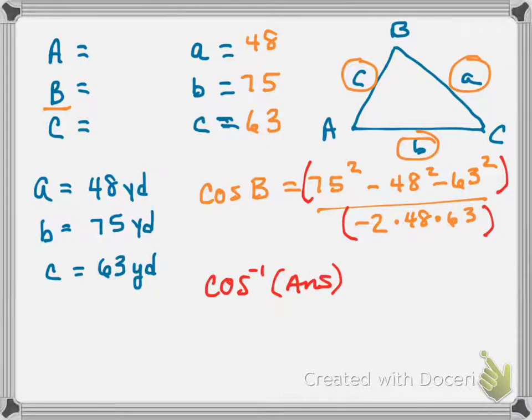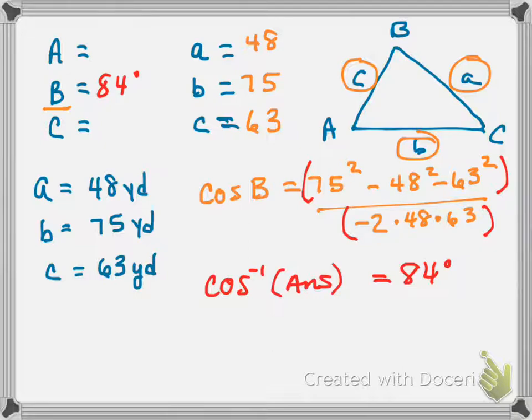All right, my calculator gave me 83.8, so I'm going to round that to 84 degrees. And so 84 degrees is my angle B, so I'll put that right here. And now I need to find the other two angles, and since I know that I have found the largest one, I can use law of sines. I have a pair now, so now I can go back and use law of sines.